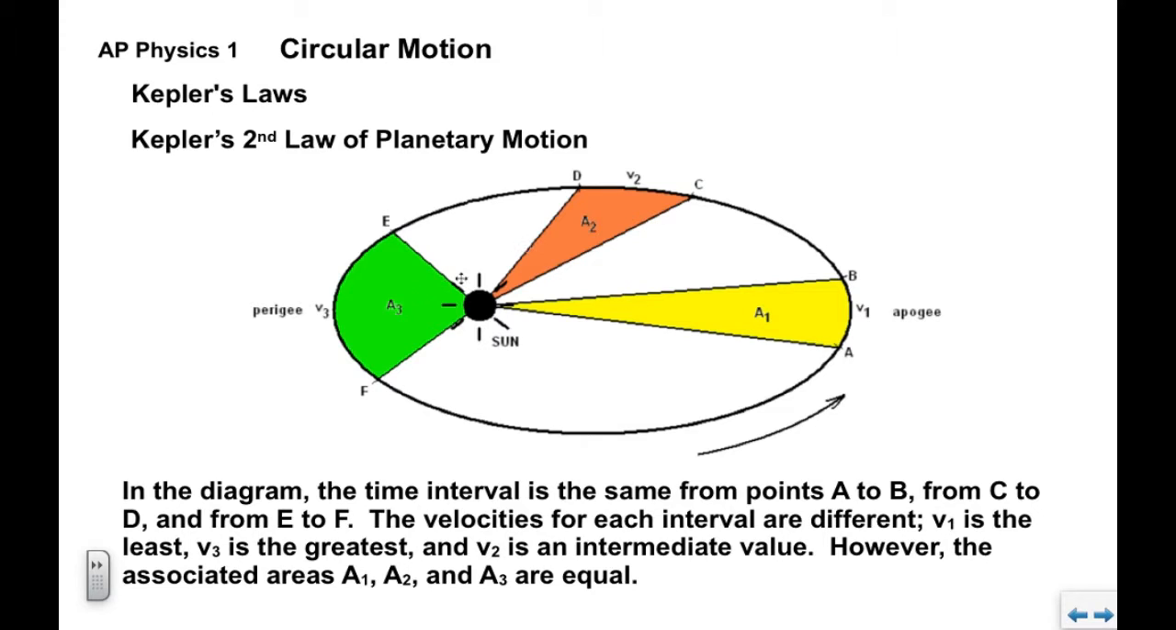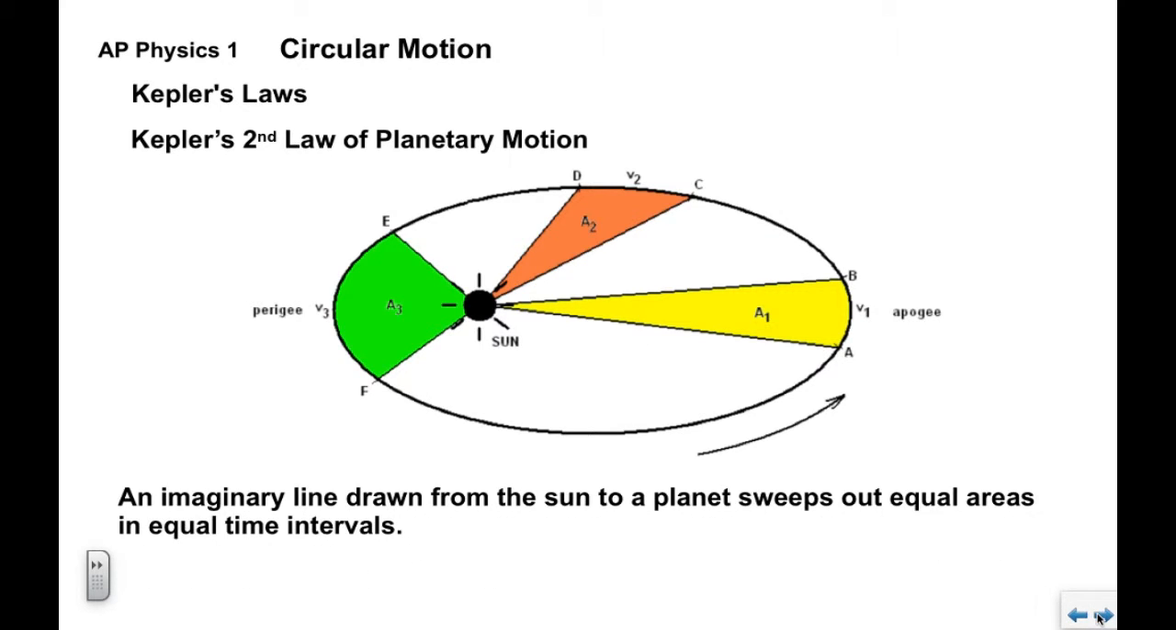The areas in each case, A1, this yellow wedge shape, and this orange one, and this green pie shape, the areas are equal. So stated simply, the imaginary line drawn from the sun to a planet sweeps out an equal area in an equal time interval, regardless of the position of the orbit.